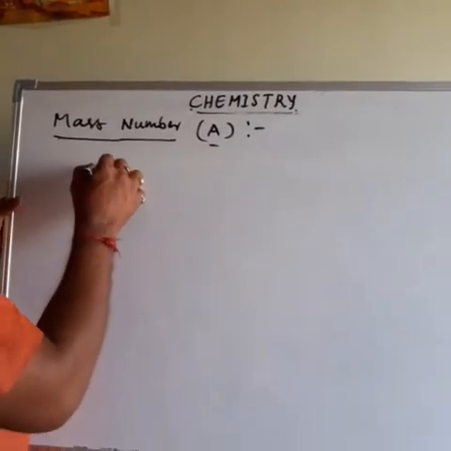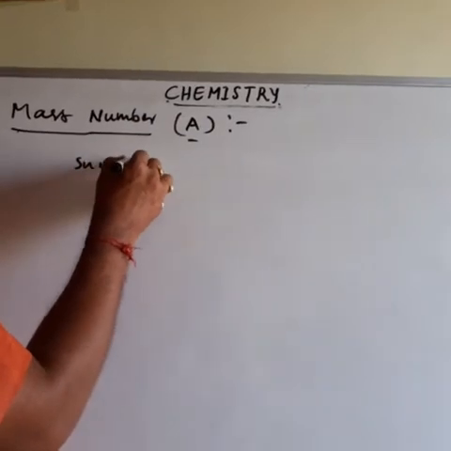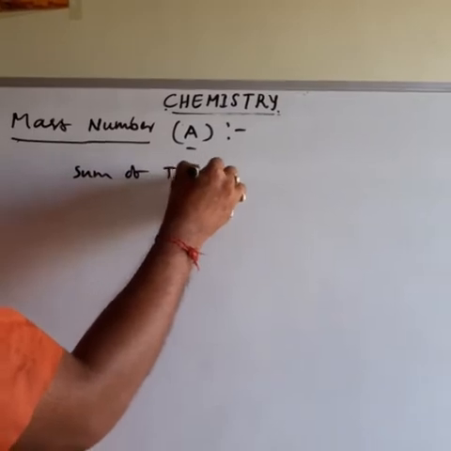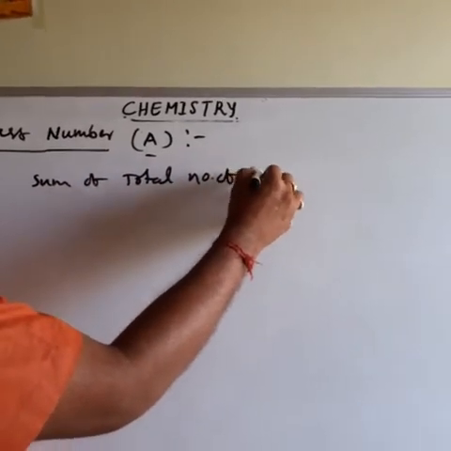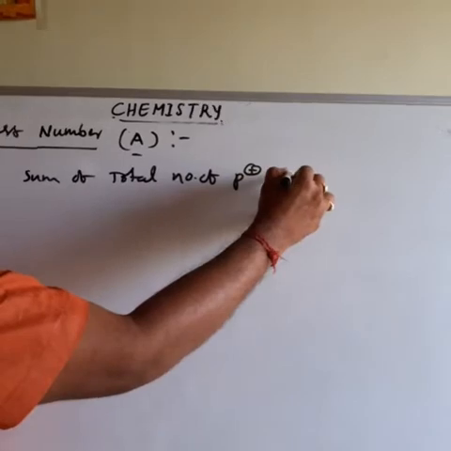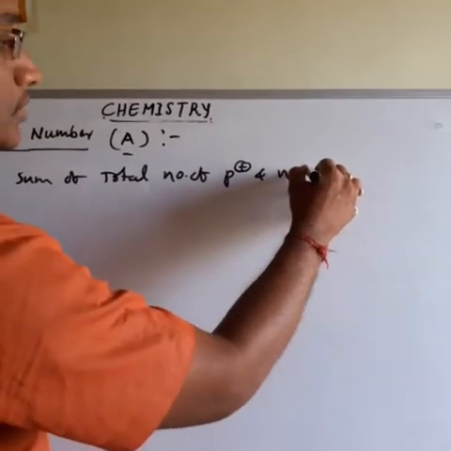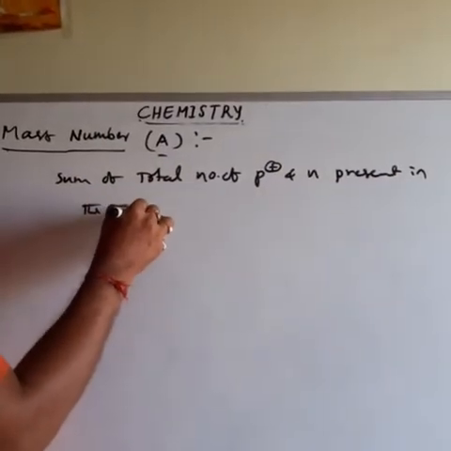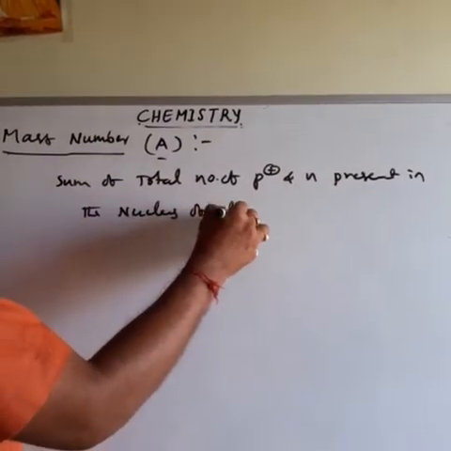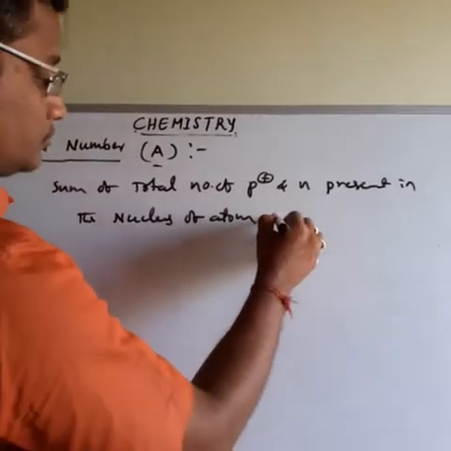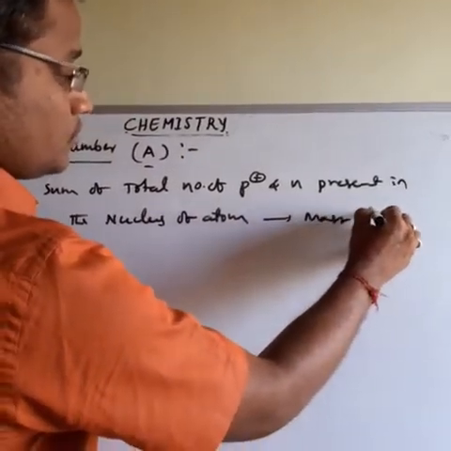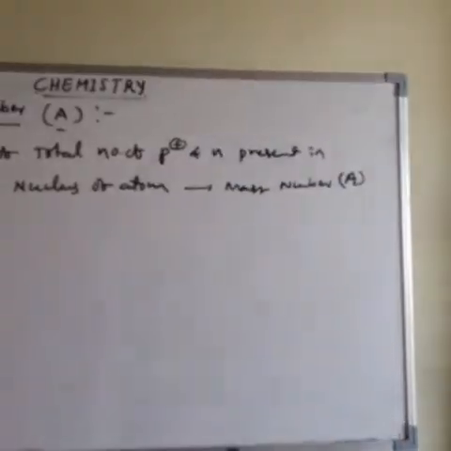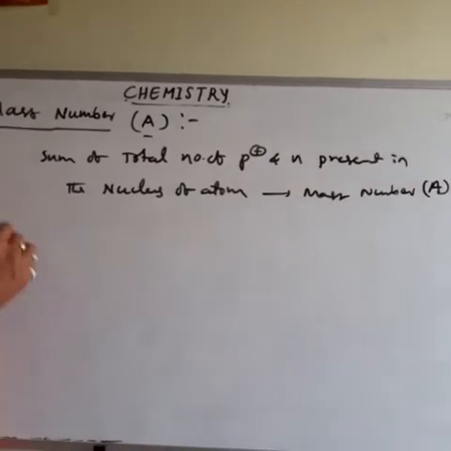So what did I tell about mass number? The sum of the total number of protons and neutrons present in the nucleus of an atom is equal to the mass number. It is represented by the capital A. Okay, so this is mass number.